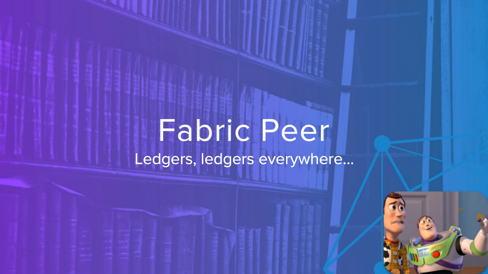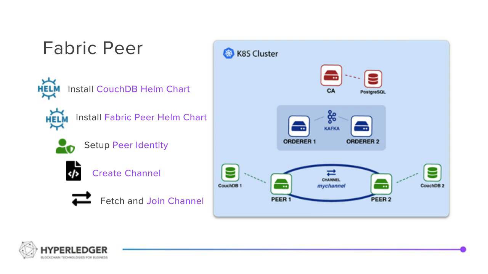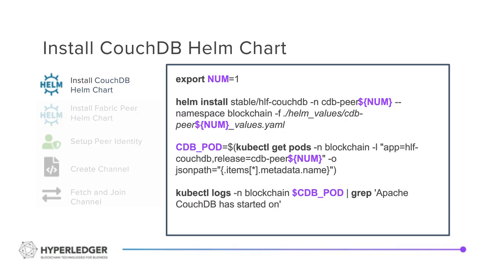So let's see how to deploy the Fabric peer, which maintains the blockchain ledger. Installing the Fabric peer involves 5 steps, but most of these will look very familiar by now. The first step is to install the CouchDB database, and this is very similar to installing the PostgreSQL chart. So after deploying it, we again use the Kubernetes logs to check if it is running.